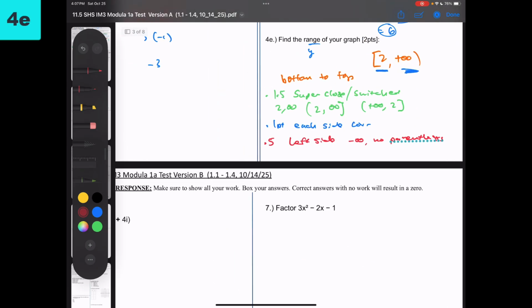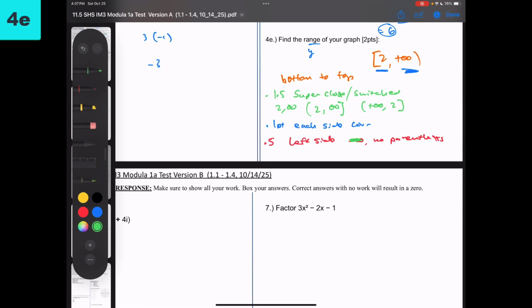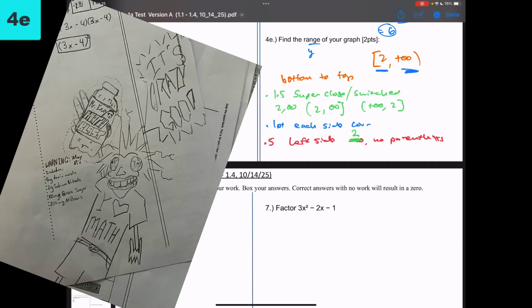I meant to say if you had the left side, you had, like, say 2, but no symbols, no bracket. So you just had something like that.